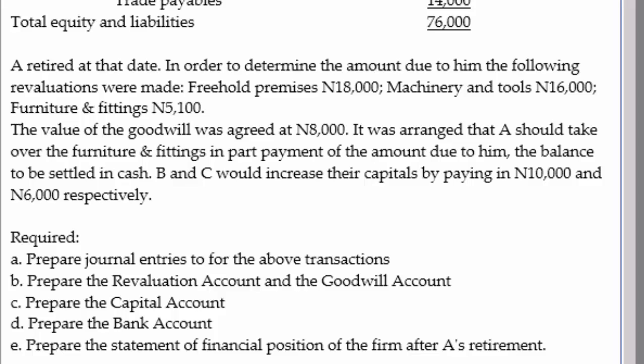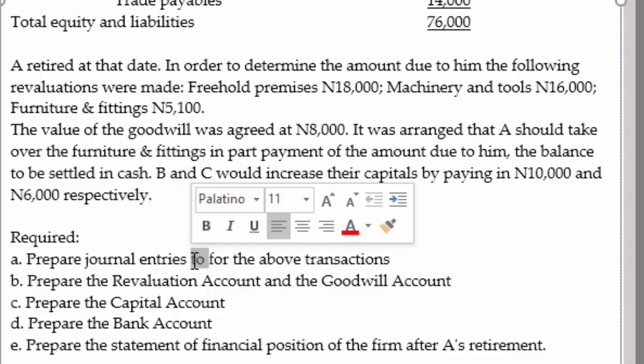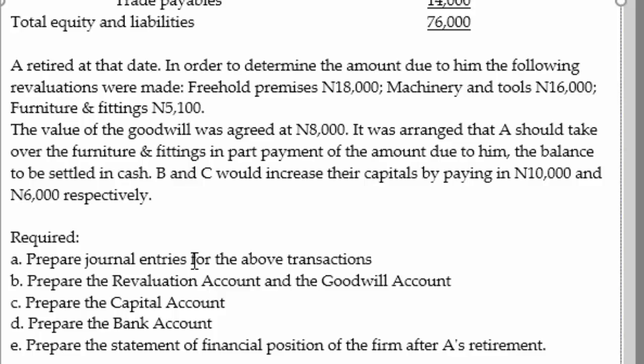Required: A. Prepare journal entries for the above entries. B. Prepare the revaluation account and the goodwill account. C. Prepare the capital account. D. Prepare the bank account. And E. Prepare the statement of financial position of the firm after A's retirement.